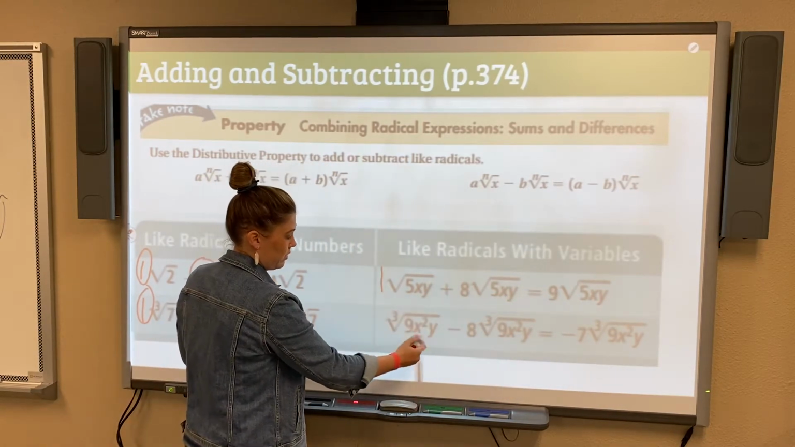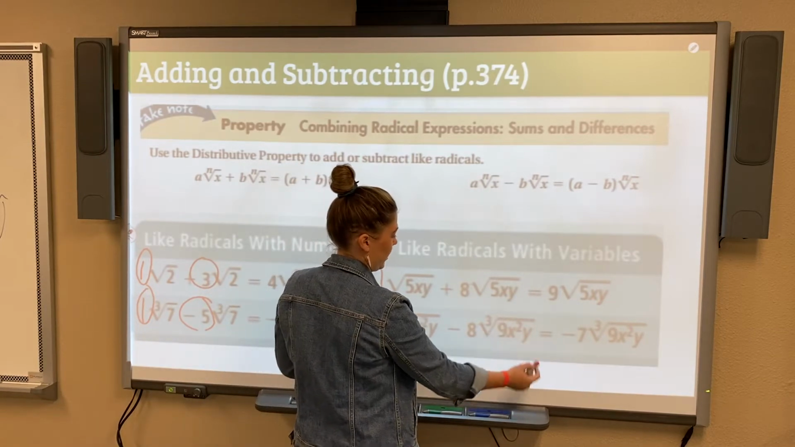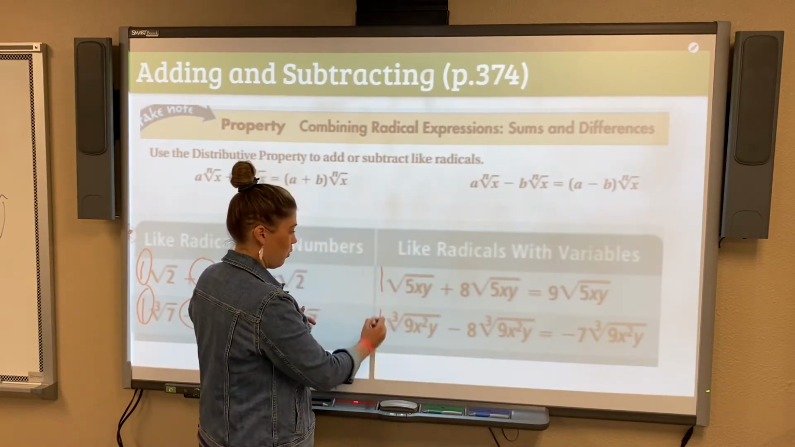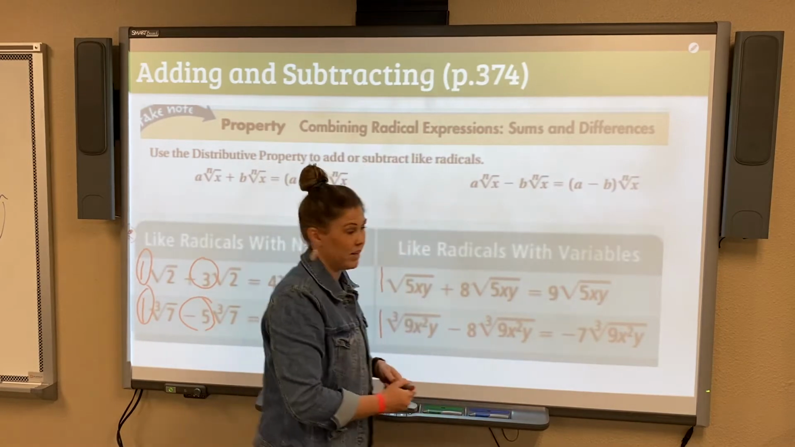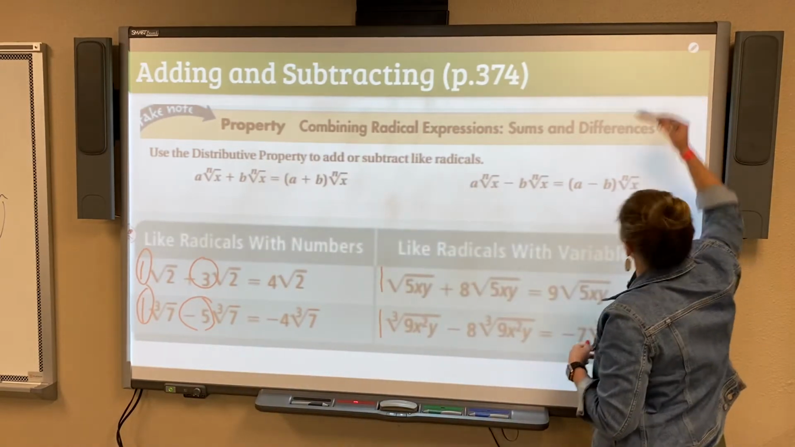Here, cube root of 9x squared y, cube root of 9x squared y, those are the same. So 1 minus 8 is negative 7. Super easy. So let's do some examples.